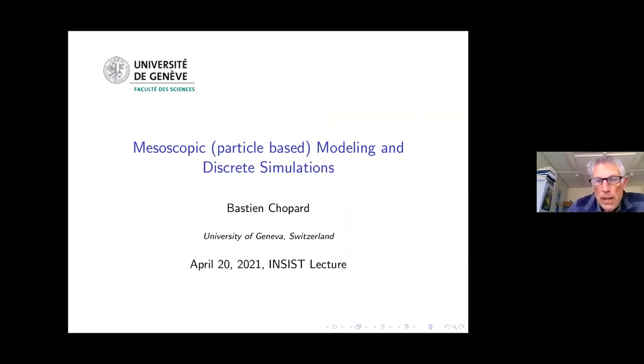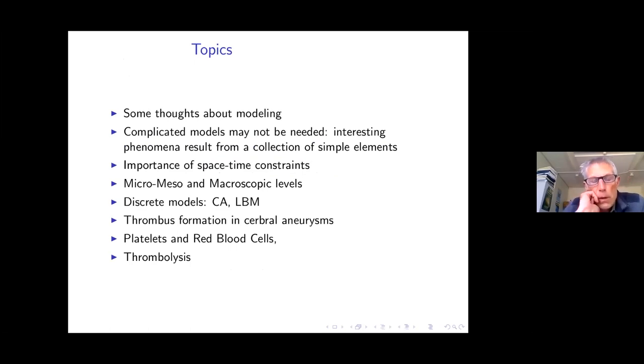interest to you. So the topic is basically, I want to also share some thoughts about what modeling is, and also convey this idea that sometimes you don't need something complicated. Many times interesting phenomena don't result from something complicated, they just result from a collection or the interaction of many simple elements. I'd like also to mention that space and time are really critical in many processes, and you cannot forget about things that develop in space and in time. Just taking a snapshot of something is usually not enough to understand how things go.